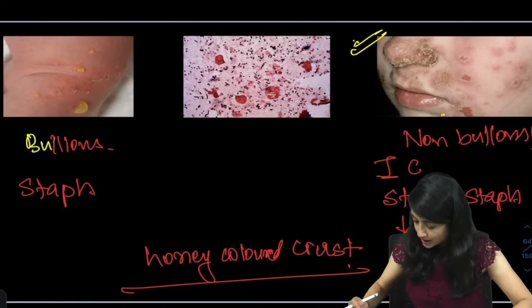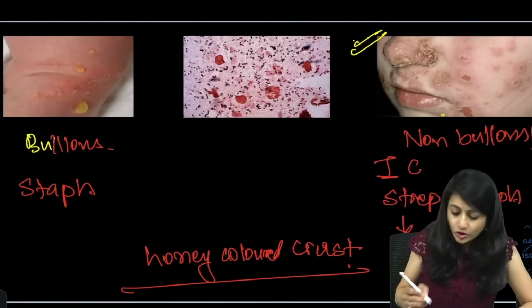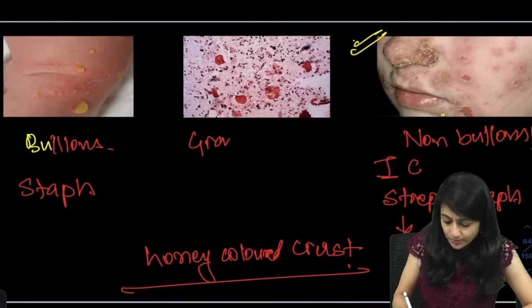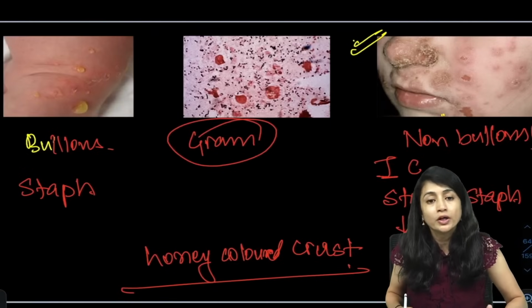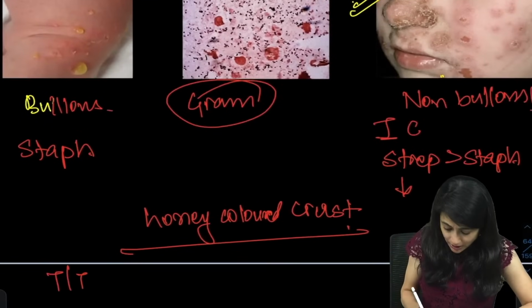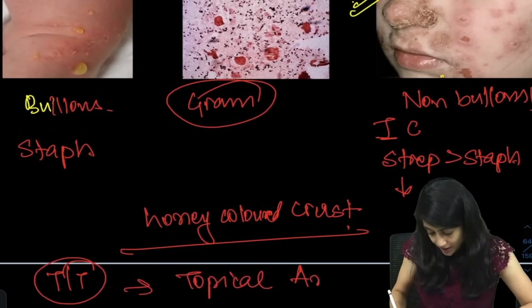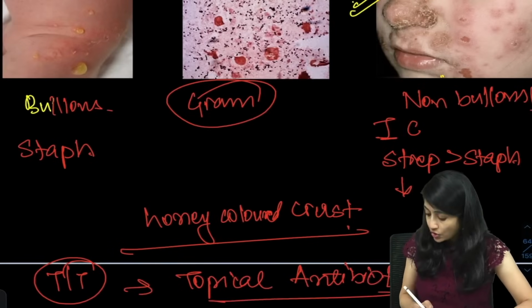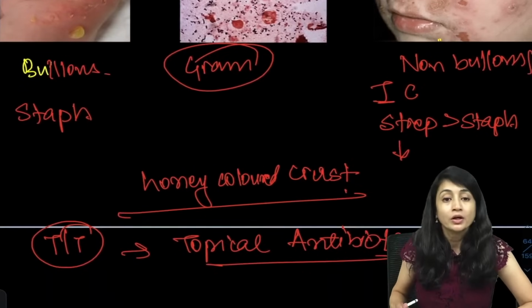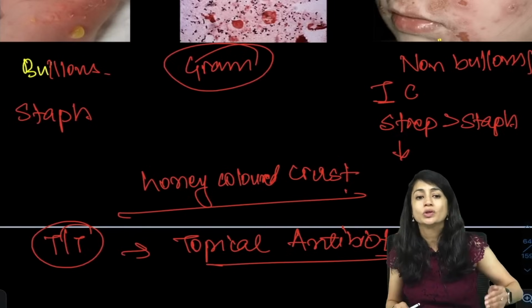So you see these crusted erosions. Any confusion? And what do you do? You do a gram stain and you see gram positive cocci. What treatment do you do? You give topical antibiotics, and if it doesn't correct, then you give oral antibiotics. Usually it corrects itself by topical antibiotics. Non-bullous impetigo is usually seen in toddlers, bullous is seen usually in infants.